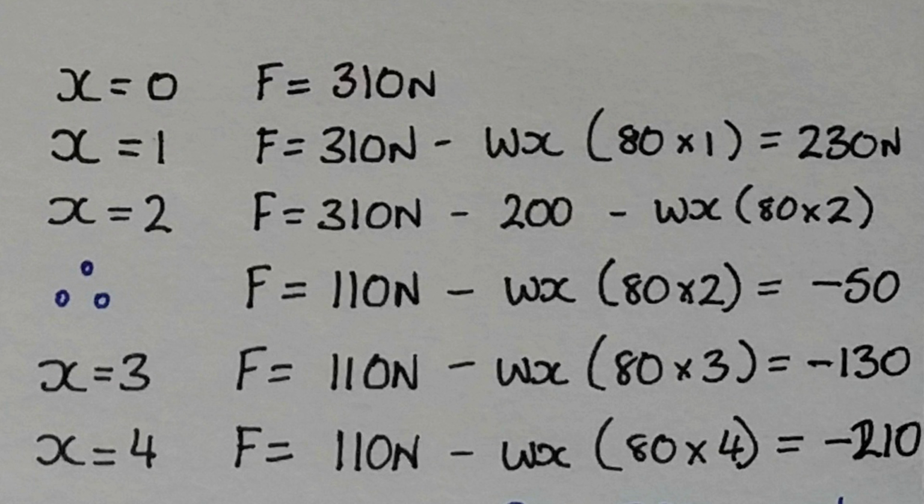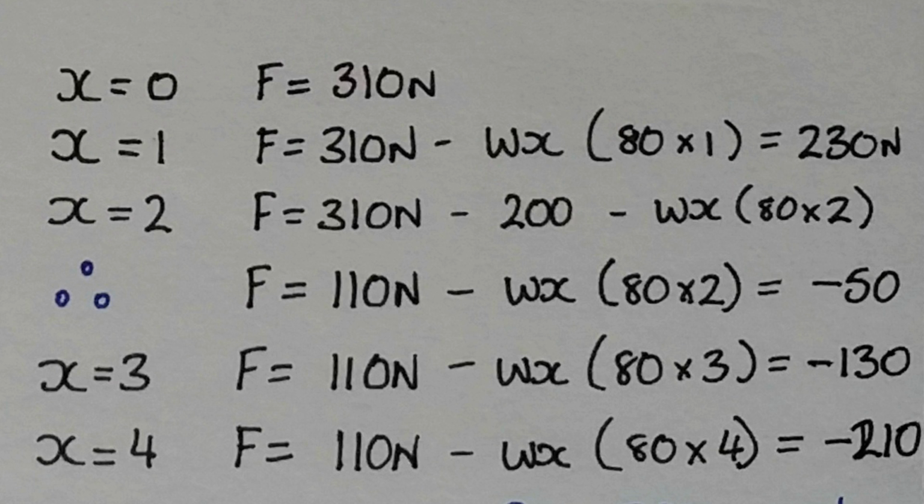At point 2, 2 meters in, things change slightly. We have our left-hand edge, which is 310 newtons. We minus our point load of 200, because the point load is acting at 2 meters in, minus uniform distributed load, which is 80 times 2. So what we end up with is 110 newtons, minus the 80 times 2, which will give us our minus 50.